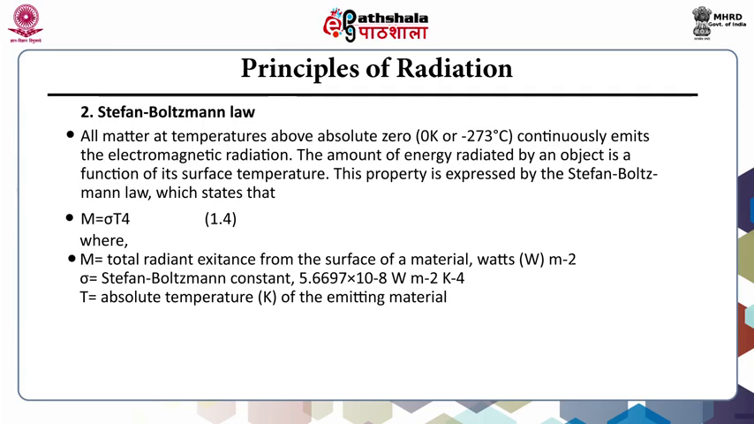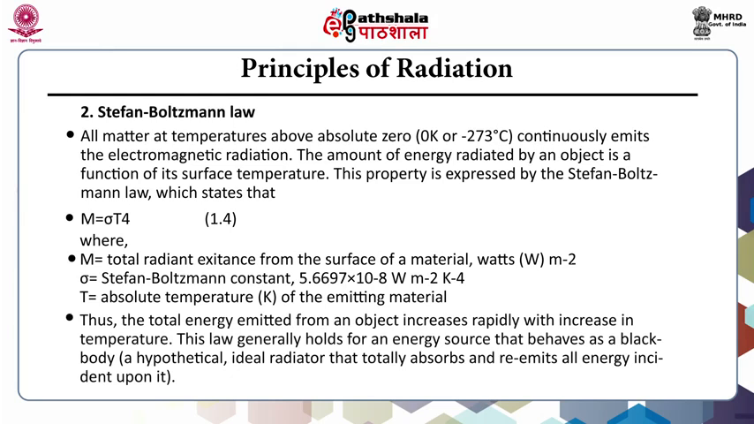radiant excitance from the surface of a material in watts per meter square. σ is the Stefan-Boltzmann constant, that is 5.6697 × 10⁻⁸ watt per meter square Kelvin⁴. T is equal to absolute temperature in Kelvin of the emitting material. Thus, the total energy emitted from an object increases rapidly with increase in temperature. This law generally holds for an energy source that behaves as a black body, a hypothetical ideal radiator that totally absorbs and re-emits all energy incident upon it.